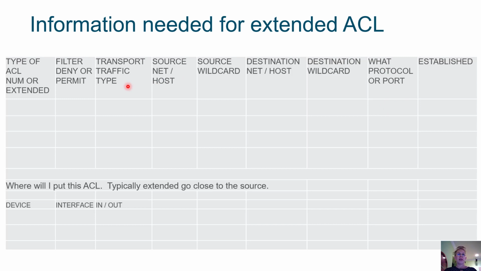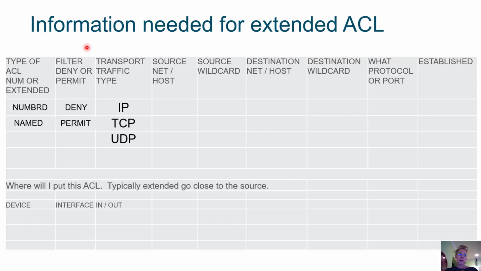So let's just walk through this. Again, I want to help you understand that the more information you can gather, and the more you have a topology, the easier it will be to write the access control list. So we can do a numbered or a named. We can deny or permit. Now, transport traffic would be like, is this IP, TCP, UDP? We can even narrow it down, RIP, EIGRP. What type of traffic are we wanting to filter?